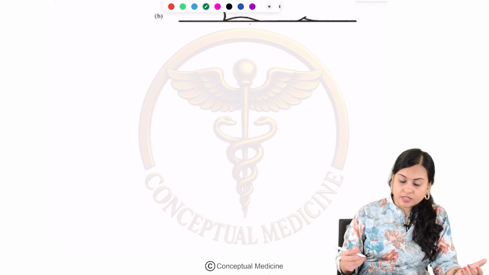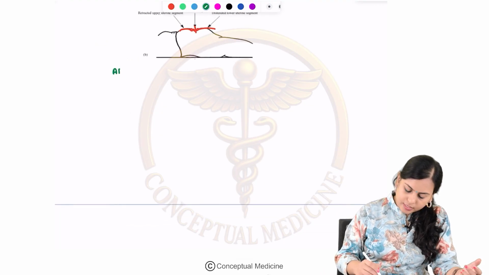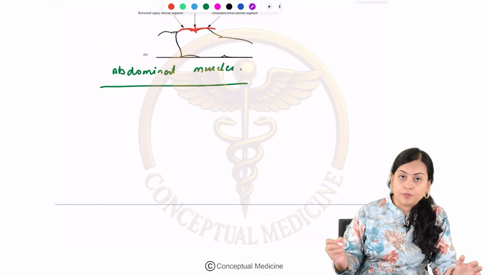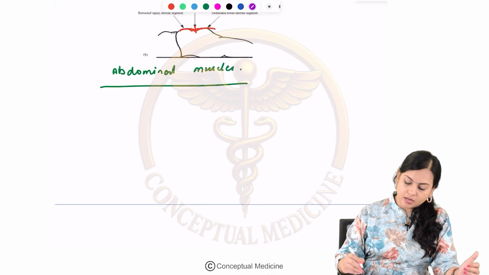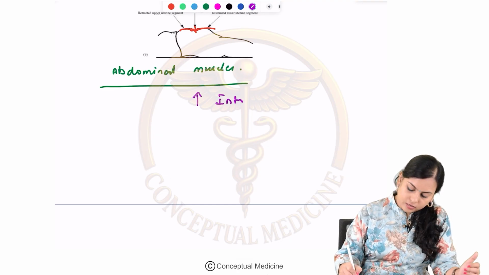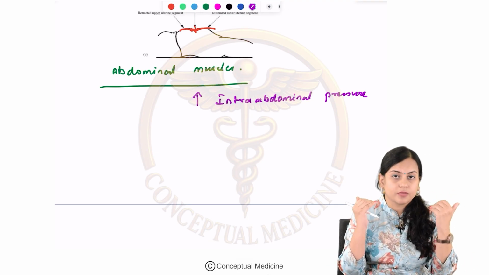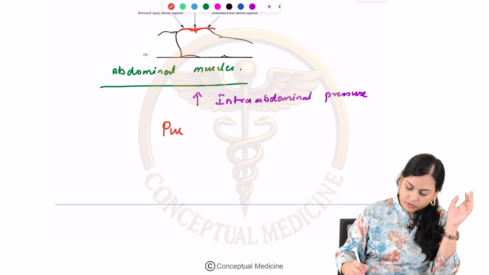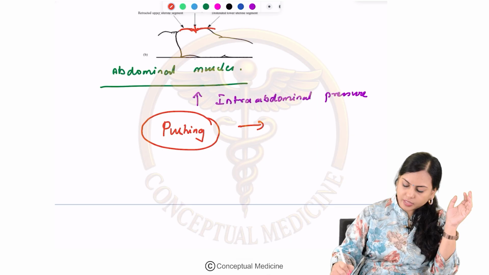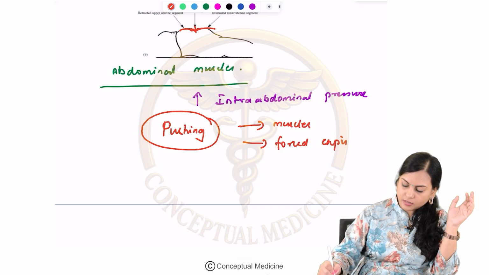Now what about the abdominal muscles? How are they going to help? See, abdominal muscles are very important because one of the important factors that will be helping in fetal expulsion by the mother is the increase in intra-abdominal pressure. Contraction of the intra-abdominal muscles along with some forced respiratory efforts that will be helping in expulsion of the fetus by the mother is known as pushing. So during that time there is action in the muscles as well as some forced respiratory efforts.